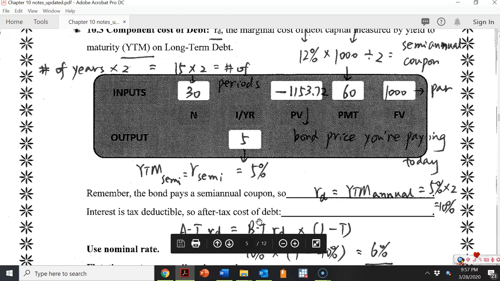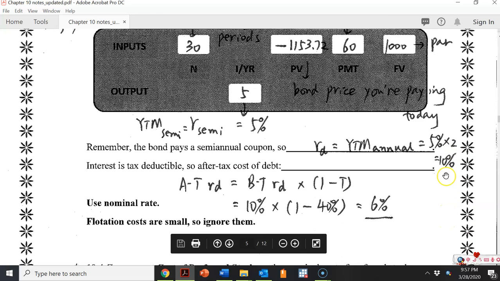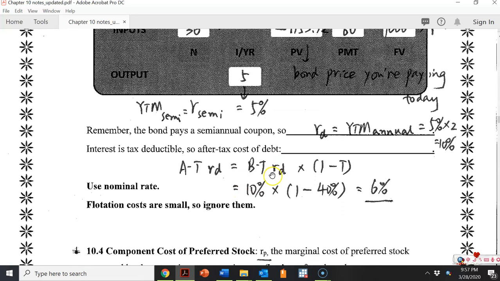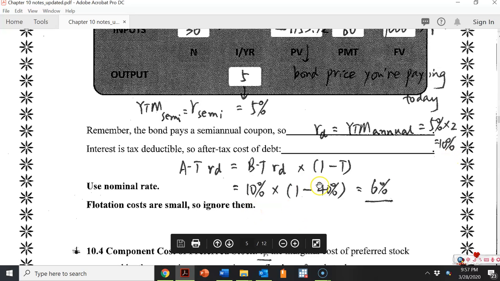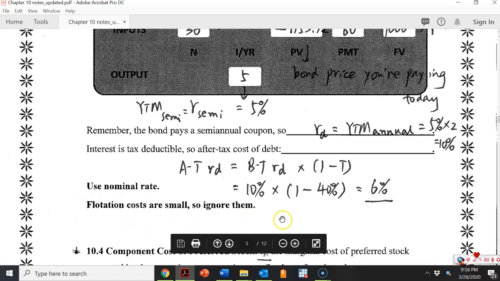Okay, so the cost of debt, which should be the annual yield to maturity, should be this 5% multiplied by 2, which is 10%. And if we want to use this 10% annual nominal cost of debt to calculate WACC, we also need to use this before-tax cost of debt, 10% multiplied by 1 minus tax rate, 1 minus 40%. So the after-tax cost of debt is 6%. This is the item we're going to use when we calculate WACC. We have to use the nominal rate here, and because flotation costs are so small, we ignore them here.